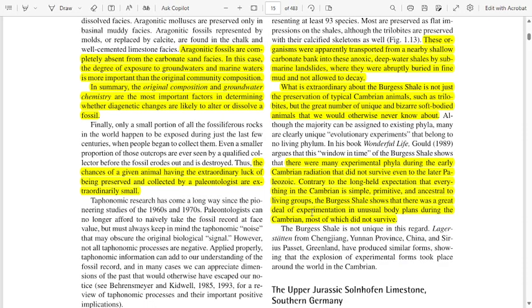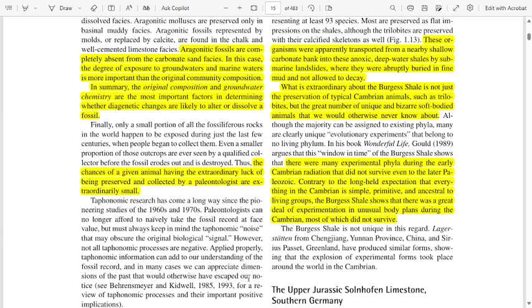Paleontologists can no longer afford to naively take the fossil record at face value, but must always keep in mind the taphonomic noise that may obscure the original biological signal. However, not all taphonomic processes are negative. Applied properly, taphonomic information can add to our understanding of the fossil record. And in many cases, we can appreciate dimensions of the past that would otherwise have escaped our notice.